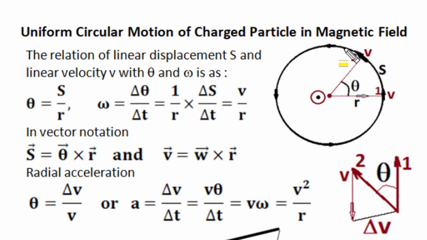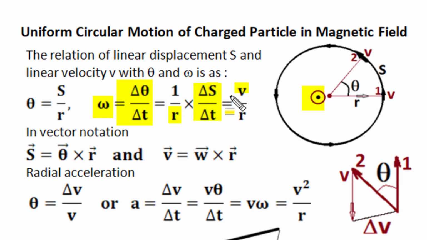Now when a particle revolves during uniform circular motion, the rate of change of angular displacement with time is known as angular velocity, and angular velocity is directed in the same direction as angular displacement. In place of angular displacement we can write the ratio of linear displacement to the radius of circular motion, and the rate of change of linear displacement with time is known as linear velocity.